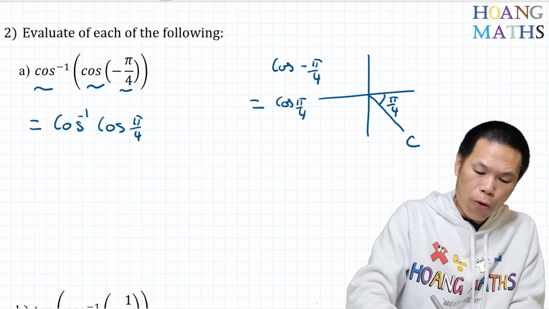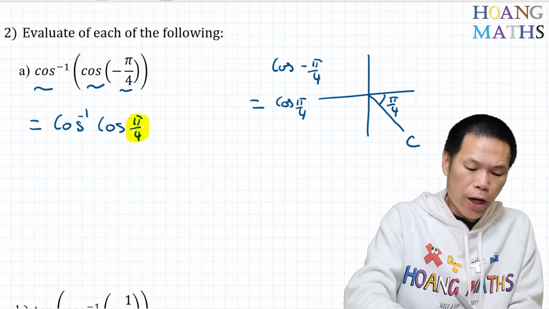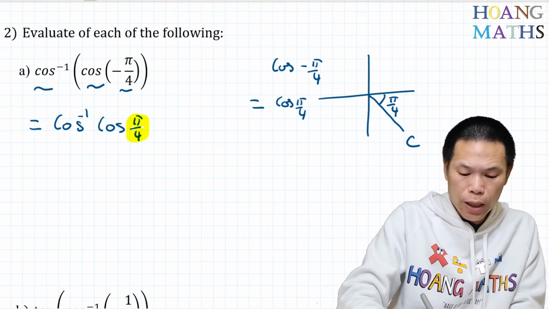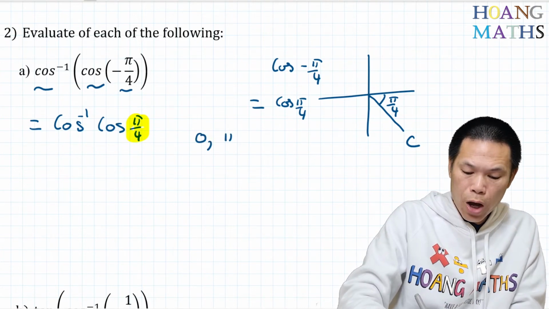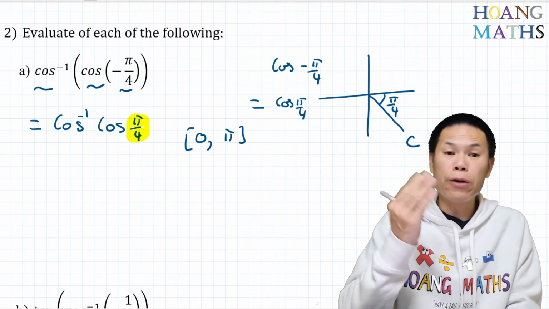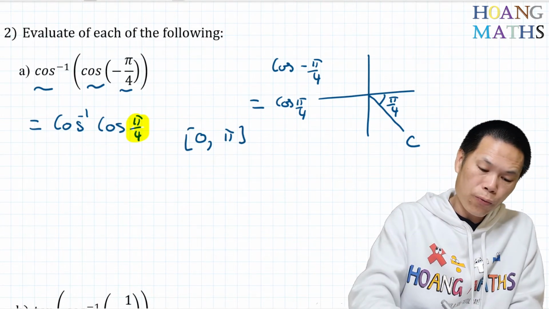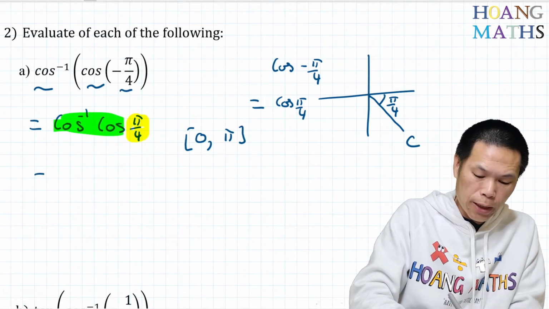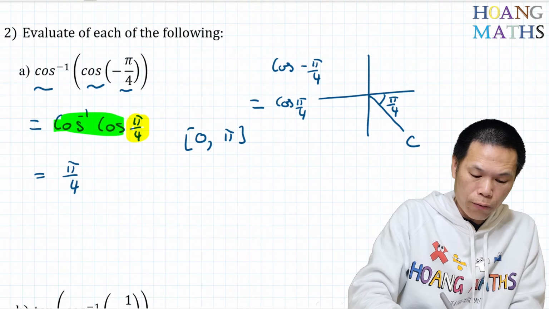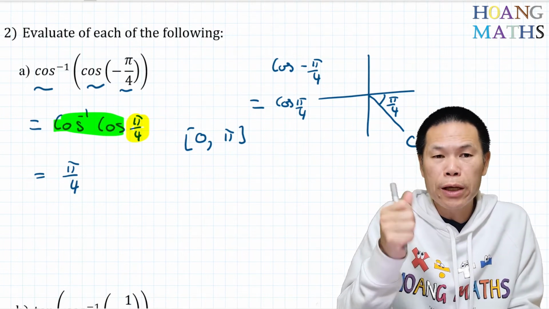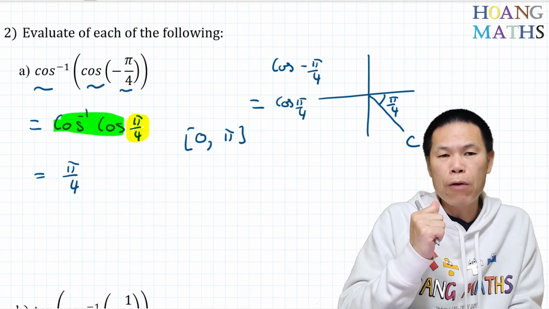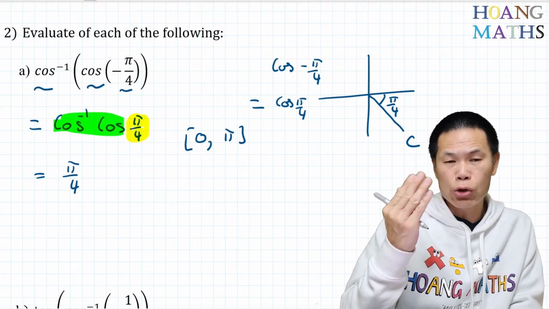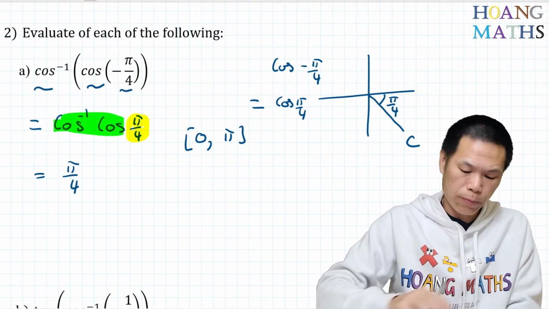And pi over 4 is within the range of the inverse cos, because we know that the range for inverse cos is 0 to pi. So therefore, we can just cancel these two out, and the answer is pi over 4. Otherwise, you can simply evaluate cos of negative pi over 4 and then take the inverse cos of whatever the answer is, and you should get the answer. Okay, keep that in mind.